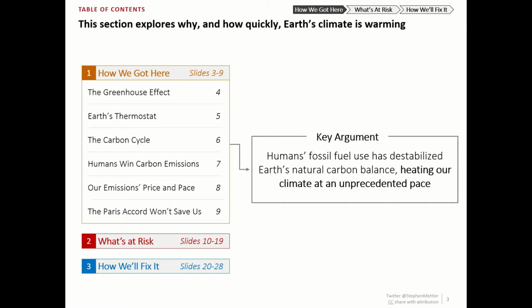This is the table of contents for the How We Got Here section. Again, this section goes through the greenhouse effect, comparing human versus natural carbon emissions, and then analyzing the impact of those changes on Earth's climate. The key argument for this section is that human fossil fuel use has destabilized the natural, delicate carbon balance on Earth, heating our climate at an unprecedented pace.